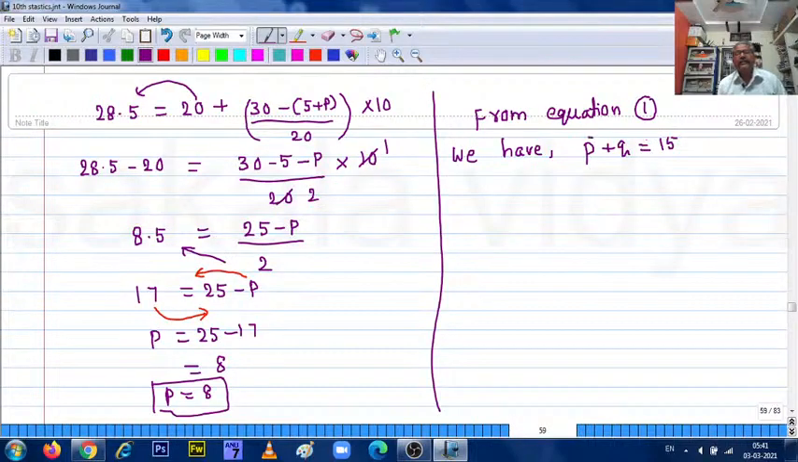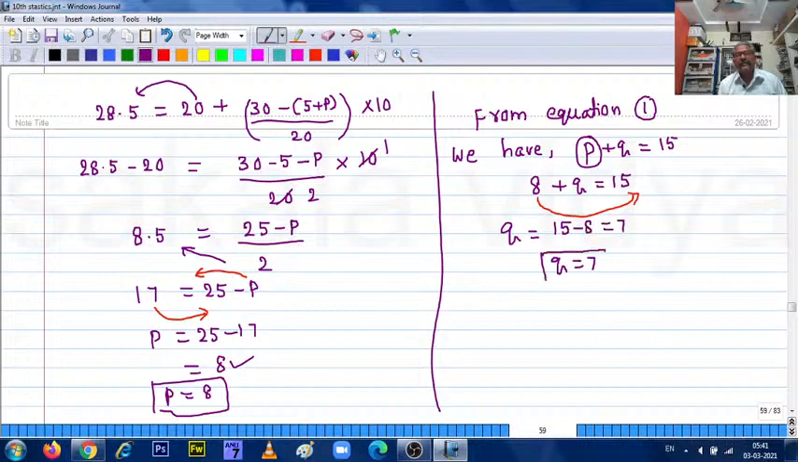In the place of P, write down this 8 value. So 8 plus Q is equal to 15. Now just take 8 to this side. Then what do you get now here? Q equals 15 minus 8, that is 7. Therefore, Q is equal to 7. Hence, P is equal to 8 and Q is equal to 7.